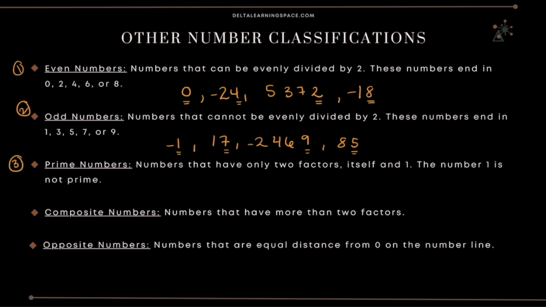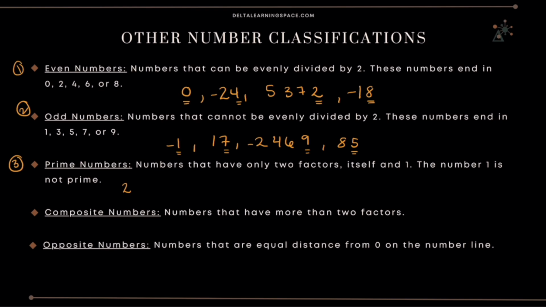The next number classification that we have are prime numbers. And prime numbers will only be considered for natural numbers. These will be numbers that have only 2 factors, itself and 1. The number 1 will not be considered prime because it only has 1 factor, itself. Our smallest prime number will be 2 because it can be evenly divided by 2 and 1.